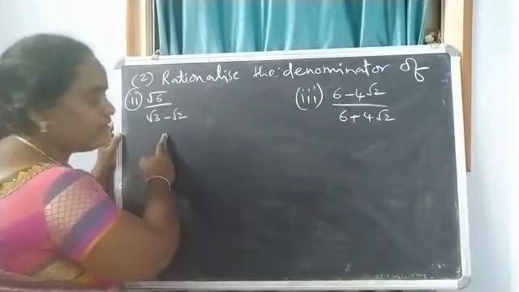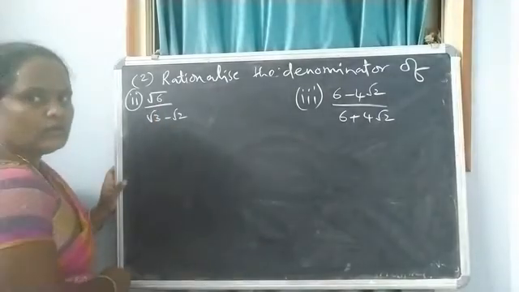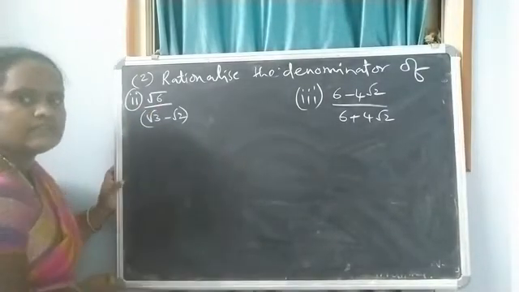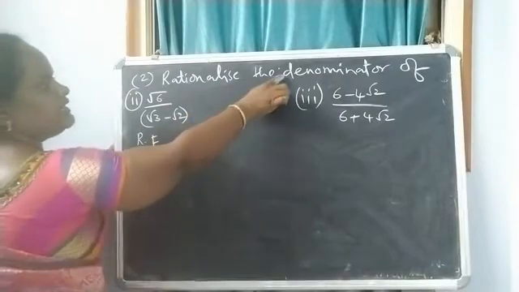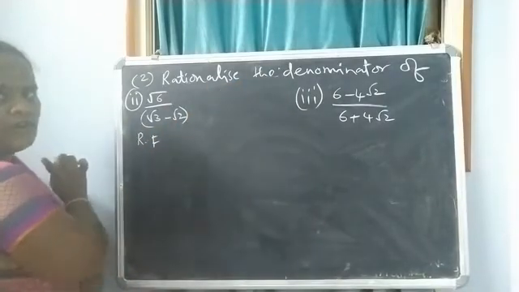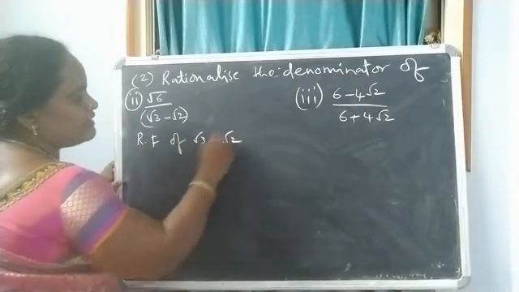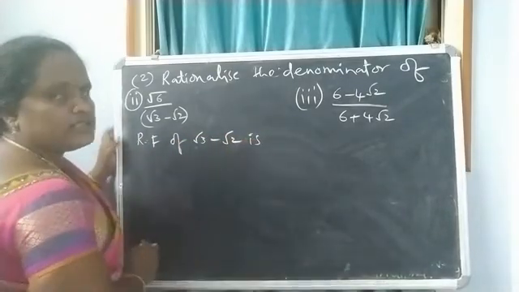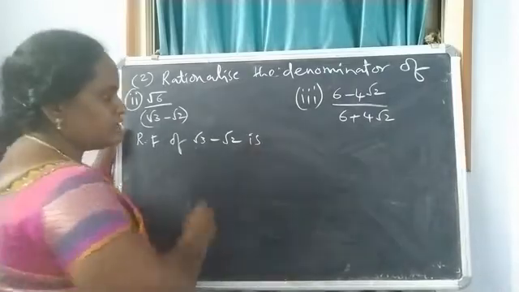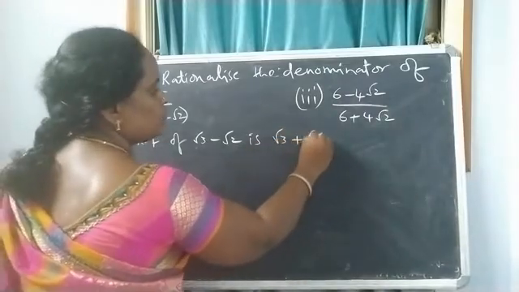Let us see the second one, that is root 6 divided by root 3 minus root 2. Let me write this inside the bracket. We need to rationalize the denominator. So the rationalizing factor of the denominator, root 3 minus root 2, which is in the form of a minus b. For that, what is the RF? a plus b. So root 3 plus root 2.